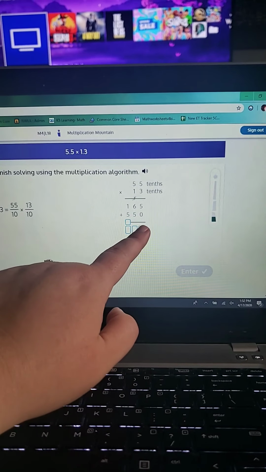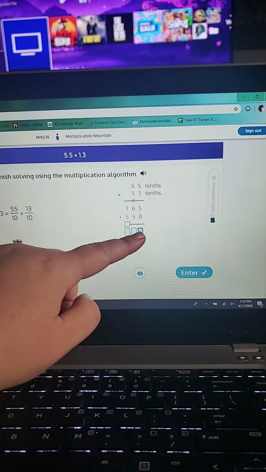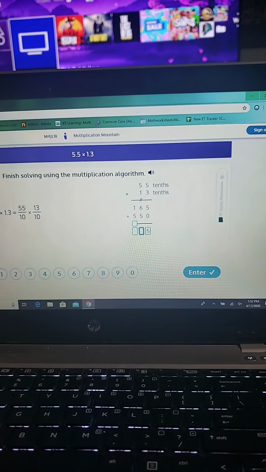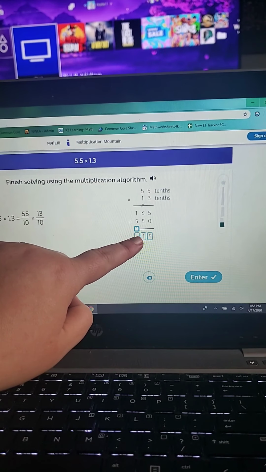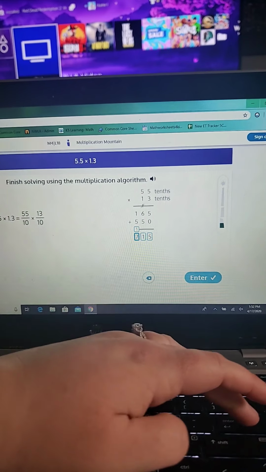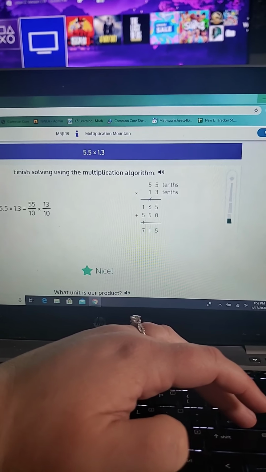And then we're going to add. 5 plus 0 is 5. 6 plus 5 is 11. Carry the 1. 5 plus 1 is 6, plus 1 is 7. 715.